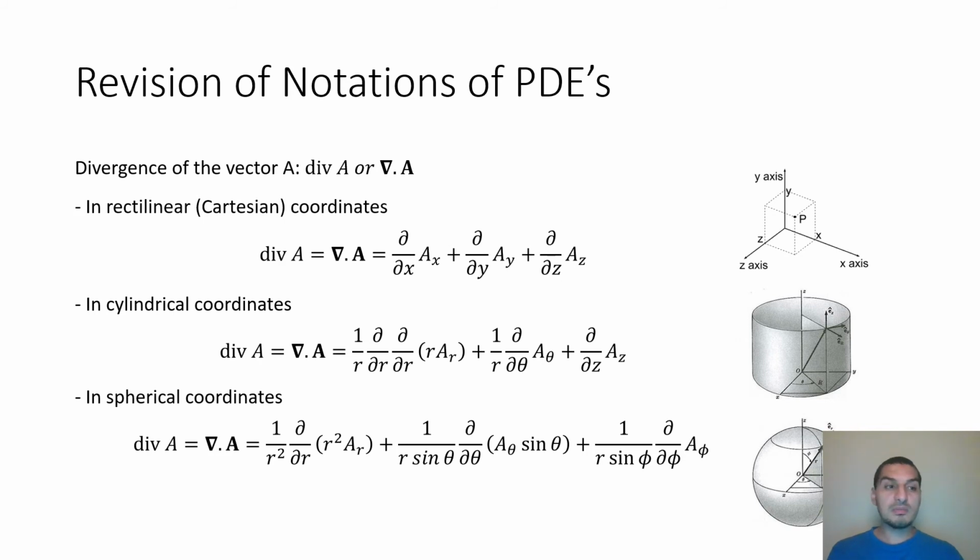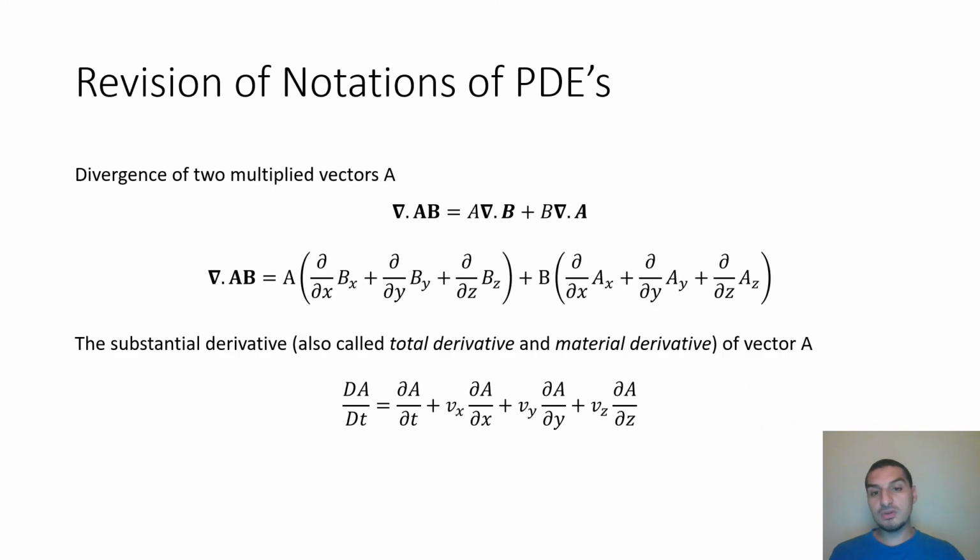Sometimes you have a divergence of two quantities multiplied by each other. If you have a product of two quantities and you want to get the divergence of these two, then it's exactly like the derivative of two multiplied parameters. You get the first multiplied by the derivative of the second, plus the second multiplied by the derivative of the first, which I think is called by parts, if I remember correctly. So if you expand this, it's going to be A multiplied by the gradient of B plus B multiplied by the gradient of A.